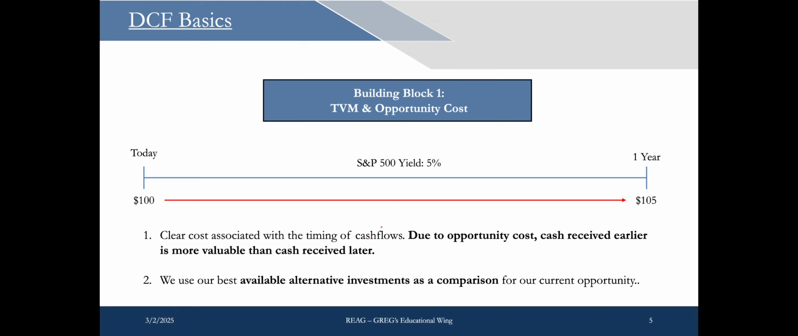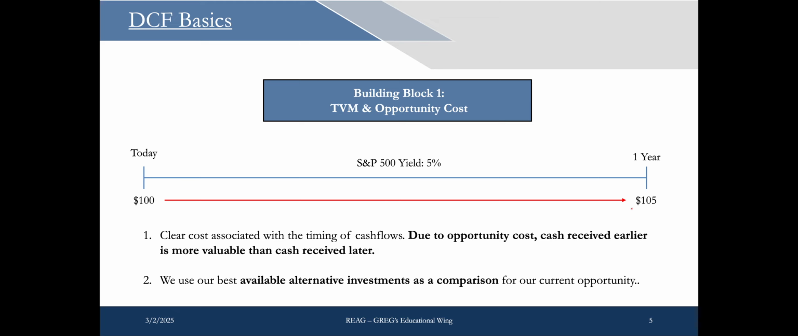So very clearly, we have two concepts that are going to be very obvious to us here. There's a clear cost associated with the timing of cash flows. Say we flipped the script and we are receiving the money rather than having the $100. We're going to receive the $100. Let's say we were going to invest it regardless. If we received the $100 today, we could invest and get that full $5.